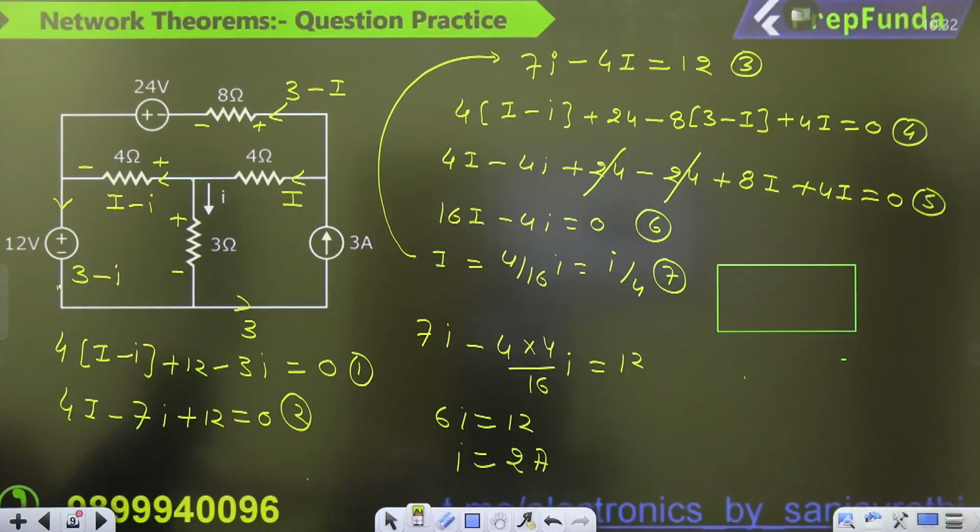1 minute. If you have solved the question, then you will get the idea what is the mistake here.